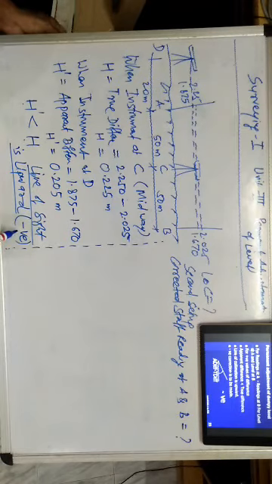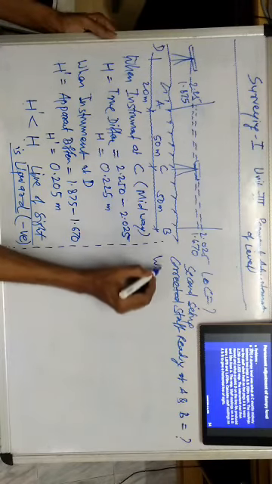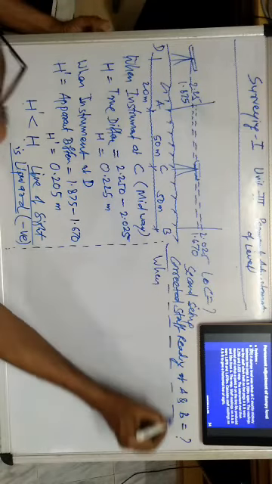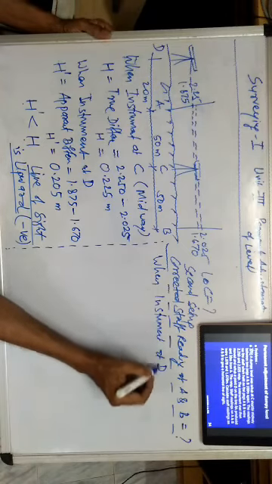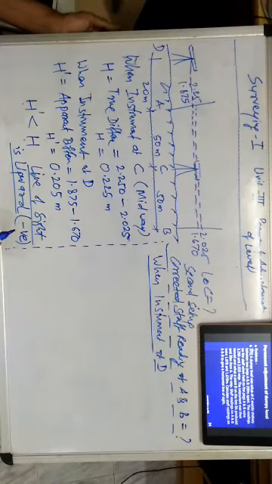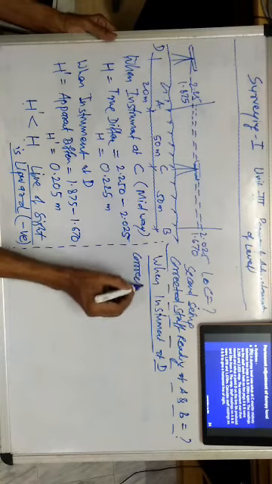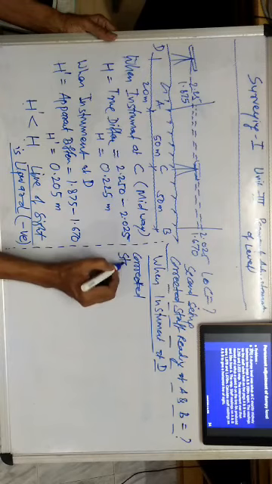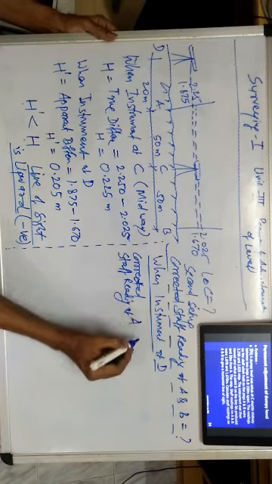Now we have to find the corrected reading. The corrected reading we have to calculate in the case of the second setup, when the instrument is at D. So here we will start this calculation. When the instrument is at D, we have to calculate the corrected staff reading. We will first calculate the corrected staff reading at A.